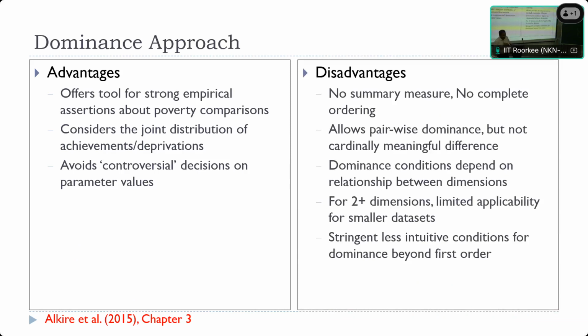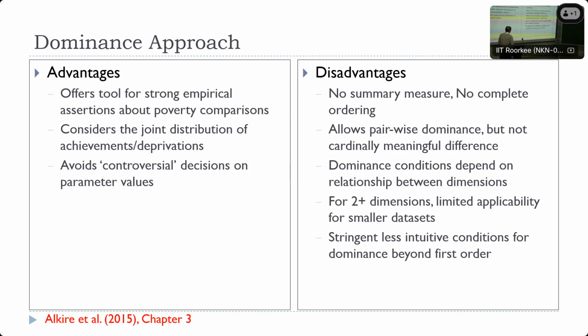It allows pairwise dominance, just like when we had the dominance test earlier. It allows pairwise dominance, but it doesn't provide any cardinally meaningful difference. So you can tell whether poverty has gone up or gone down. You have no way of saying how much poverty has gone down or how much poverty has gone up. Just order it. That's it.